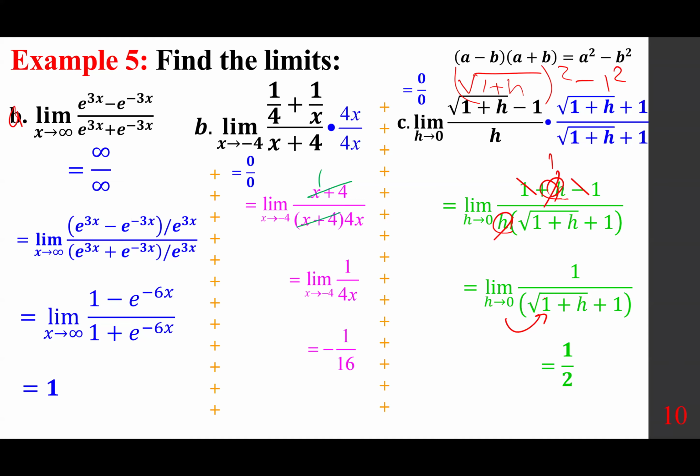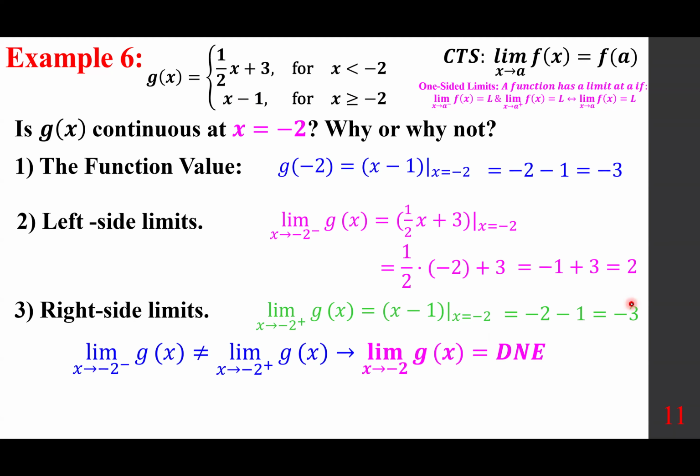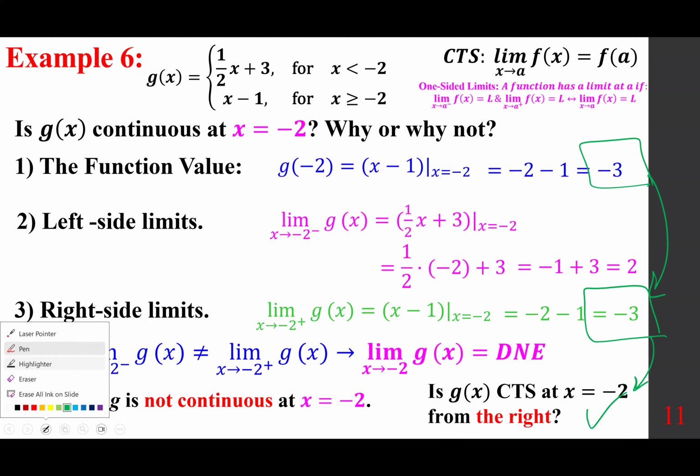Clearly, the limit of the function g of x doesn't exist because the limit from the left and right are not the same. Therefore, it's not continuous at x equals minus 2. So you're done with the question. However, is this function continuous at x equals minus 2 from the right? I hope you see that the functional value and the right side limits are the same. So the answer is yes. Nevertheless, it doesn't change the fact that g is not continuous at x equals negative 2, okay?